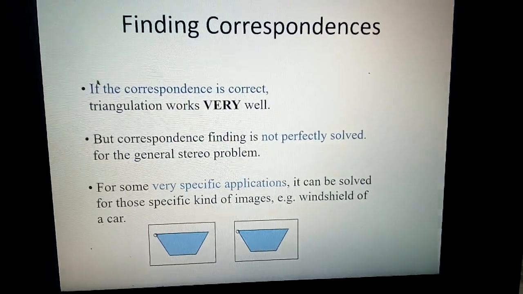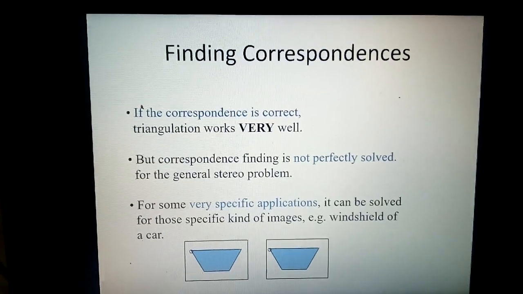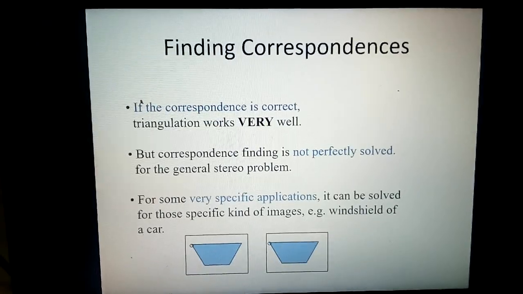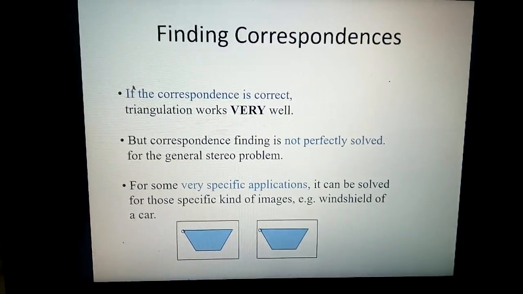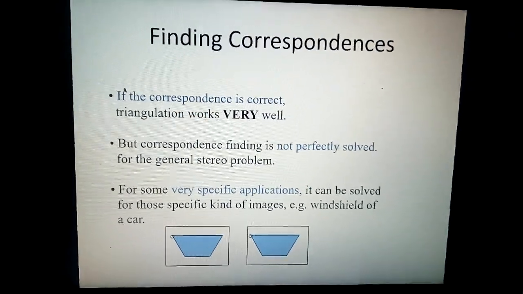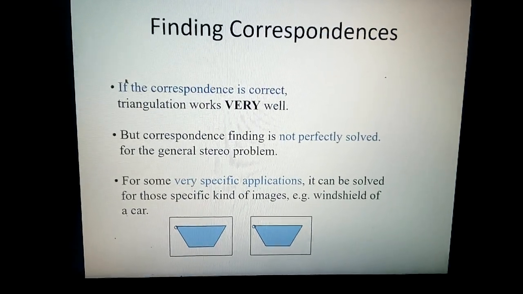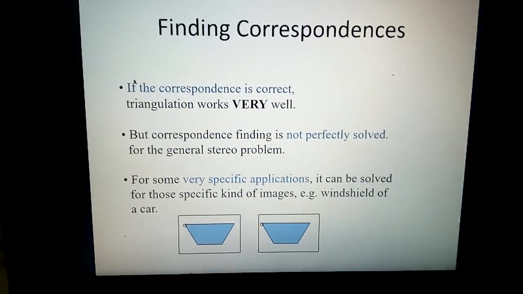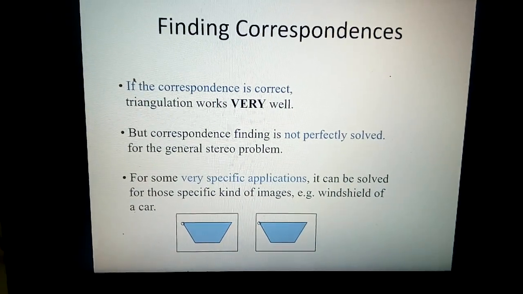And what is generally correspondence? Let us define correspondence. Correspondence is finding the location of the image of the same point in multiple images. If the correspondence is correct, triangulation, that is finding the depth from the disparity, is very much viable, or can be easily done using triangulation. But how do we find this correspondence? There arises a new problem.